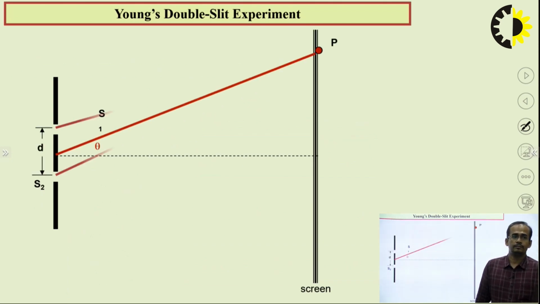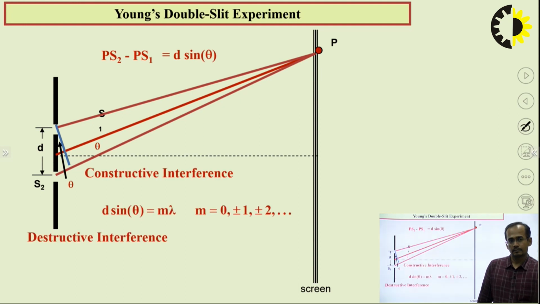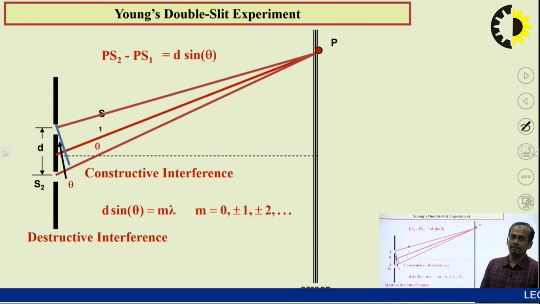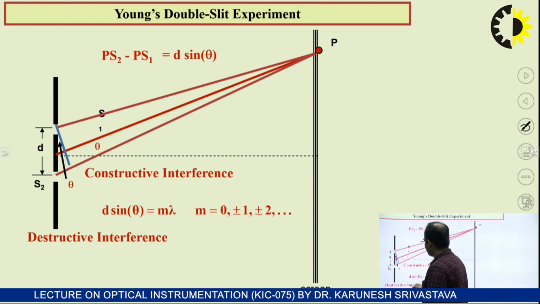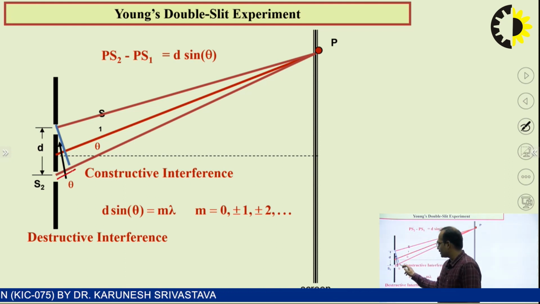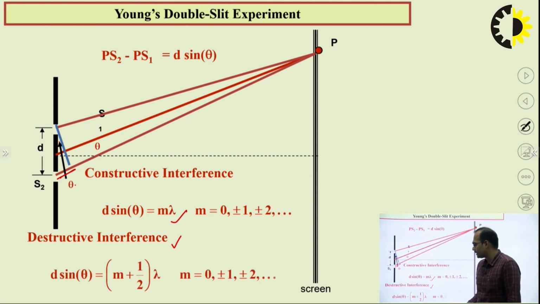Now, we can see here again the same figure that I have discussed in the previous slide. For calculating the path difference, we have to calculate this distance, and this angle is theta. This is written here: d sin theta is equal to m lambda for constructive interference, and d sin theta is equal to m plus 1 by 2 lambda for destructive interference. So again, this is the condition.